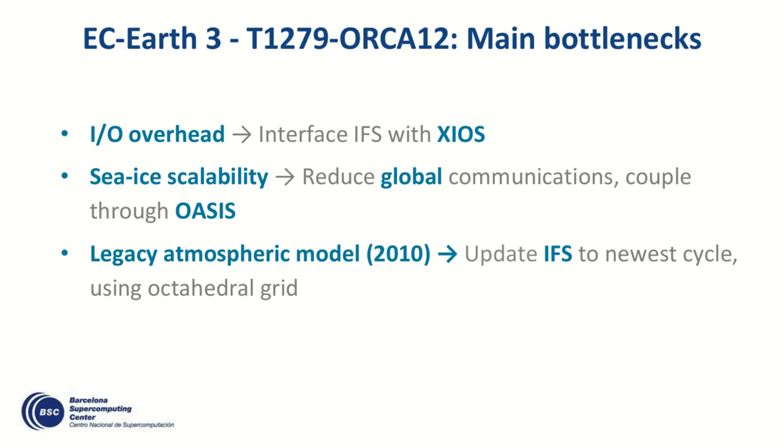So, as you saw in the scalability plot, we were achieving half a year per day, but there was a point where the model was not scaling well. We were losing efficiency, and doing an analysis using the performance tools, we got some conclusions. For example, the I/O overhead. In this case, the NEMO model was using an asynchronous I/O server that was helping us to do all the writing of the results asynchronously without stopping the model execution. But the IFS model, the atmospheric component, was not using an I/O server and was doing all the output by the master process. It was also, of course, a bottleneck, and that's why we thought that interfacing IFS with the same XIOS asynchronous server was going to be beneficial.